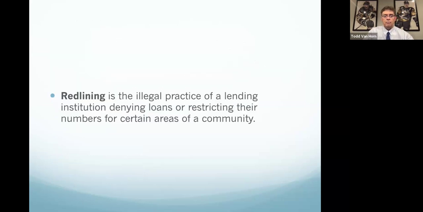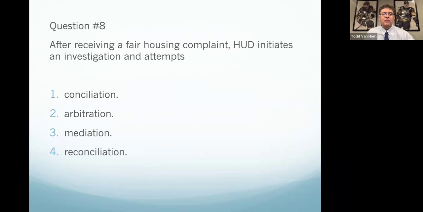Your answer for number seven is number one, it's redlining. Redlining is the illegal practice of a lending institution denying loans or restricting their numbers for certain areas of a community. Redlining. Know that one for sure. Question number eight. After receiving a fair housing complaint, HUD initiates an investigation and attempts which one of those words? Conciliation, arbitration, mediation, or reconciliation? Which one of those happens after HUD initiates an investigation about a fair housing complaint?